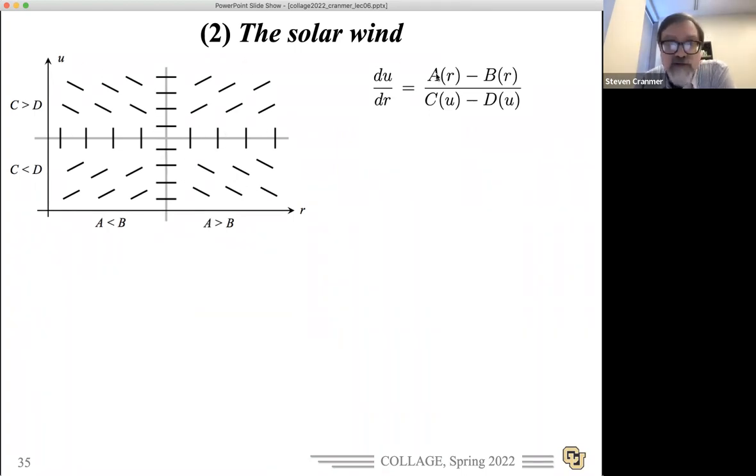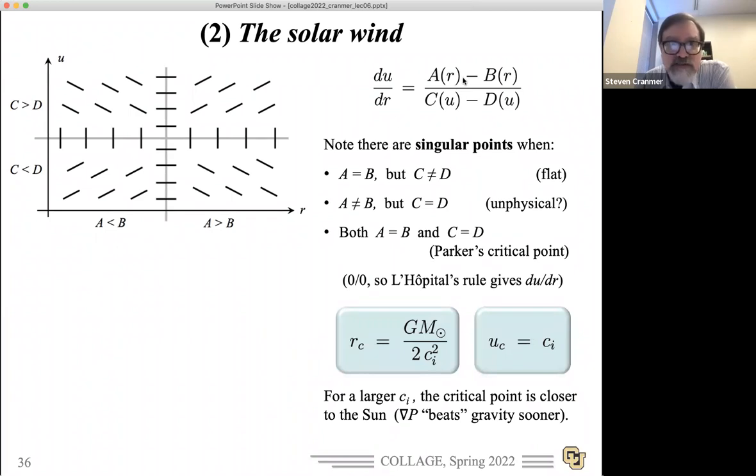There are points where the numerator is positive and the denominator is positive, so the slope is positive, and then negative, positive, positive, negative, negative, negative. And you can see what the solutions generally would look like. But there are some places where it gets tricky. There are singular points, right, where a equals b, and if they're both functions of r, that happens at a certain radial distance. Then the numerator is 0, so the slope is flat. That's these little horizontal lines here. When the denominator is 0 but the numerator is not 0, you have an infinite slope. That's these vertical lines here, not quite physical.